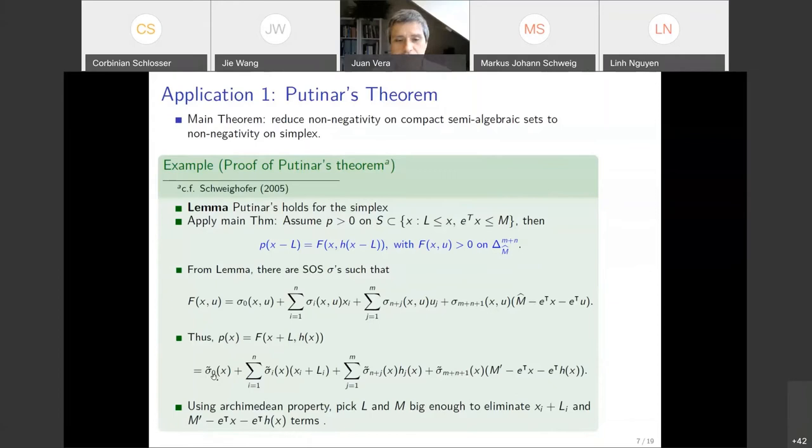The only extra terms that I need to take care of now are this Xi plus Li and this other linear term. And for that, I will just use the Archimedean property. Because I know that my set satisfies the Archimedean property, I can write these terms using the Archimedean property as in the quadratic module, and then I can simplify them. Okay?